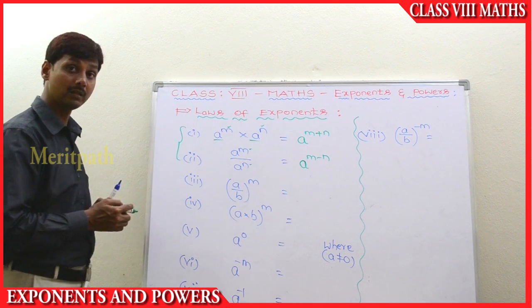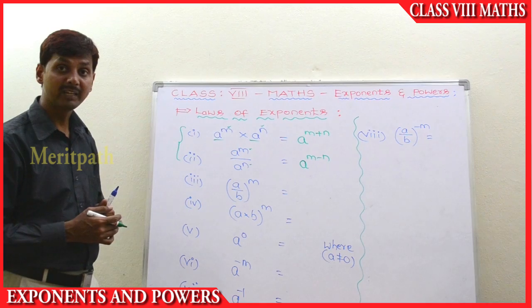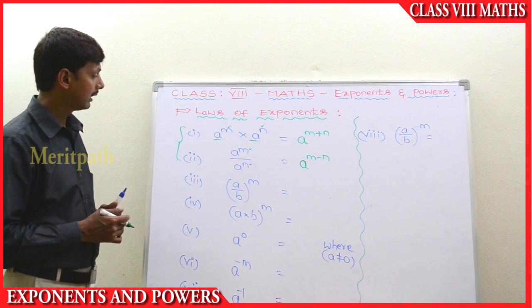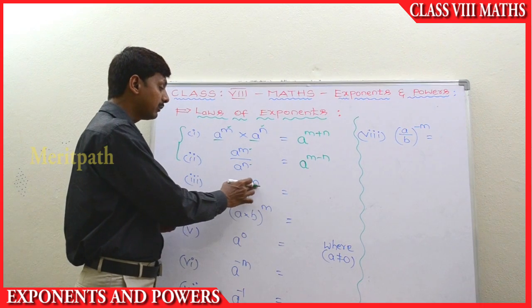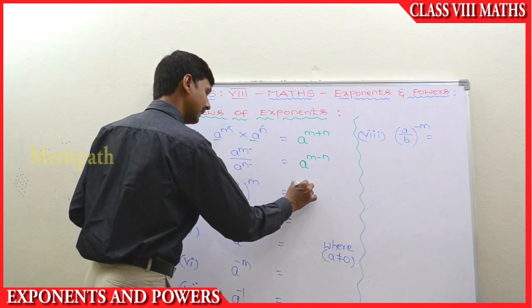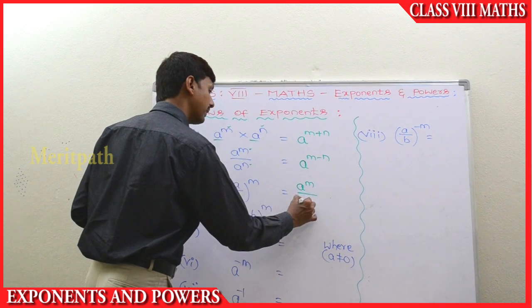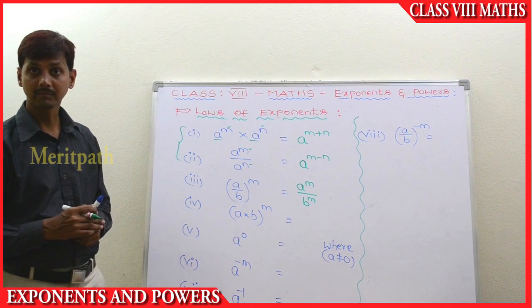Let's go to the next one. (a by b) whole to the power of n and (a into b) whole to the power of n. (a by b) whole power n. So this n applies to the numerator and denominator for both. So we can write in this form a power n divided by b power n.